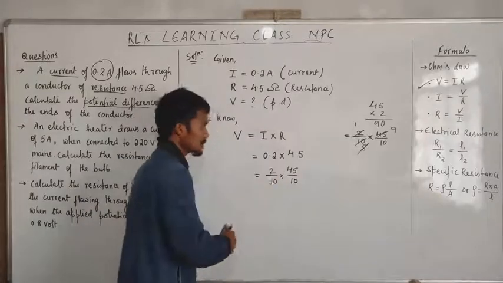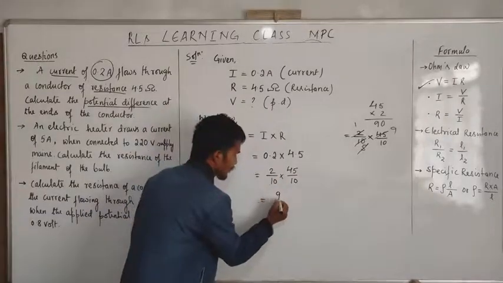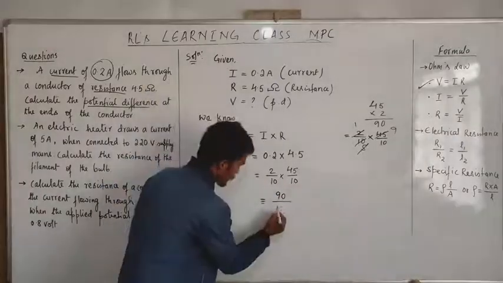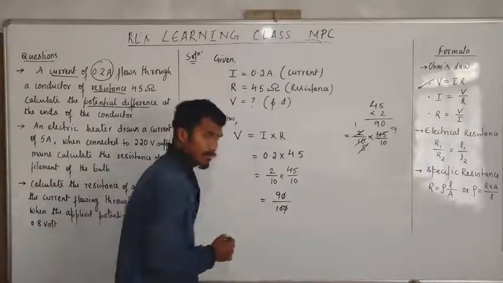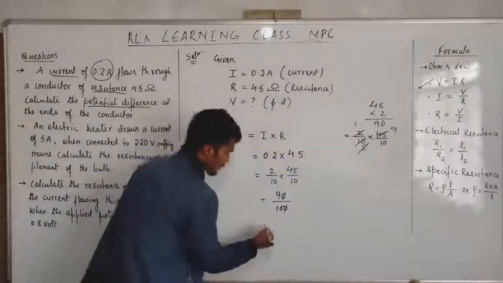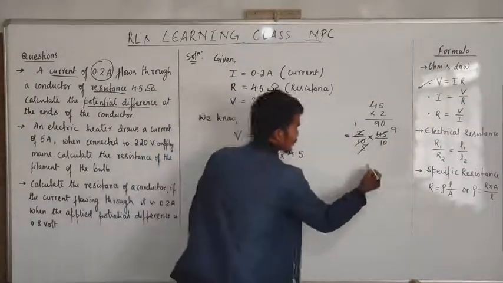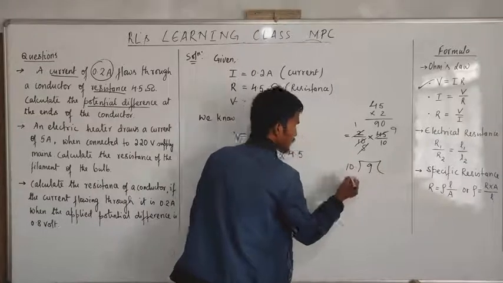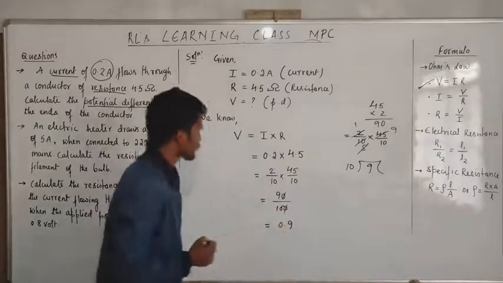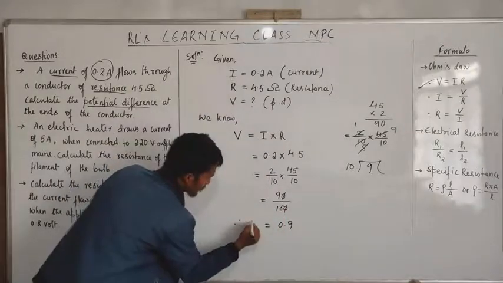Now 2 into 45, we got how much? 90. Then 10 into 10 we got 100. Then this 0 and this 0 will cancel. Now again left only 9 by 10. Then this 9 by 10 we will do the division. 9 divided by 10, how much is the answer? The answer will be 0.9. Now this will be the potential difference.